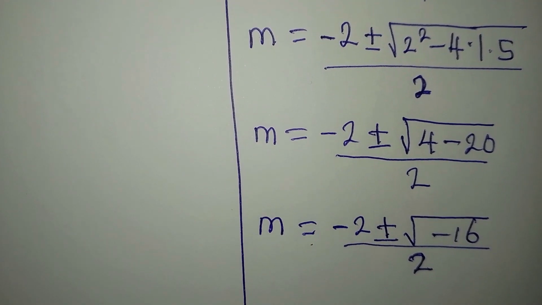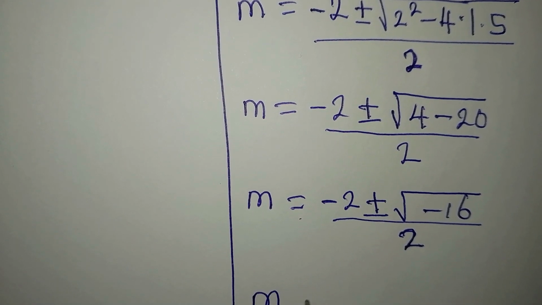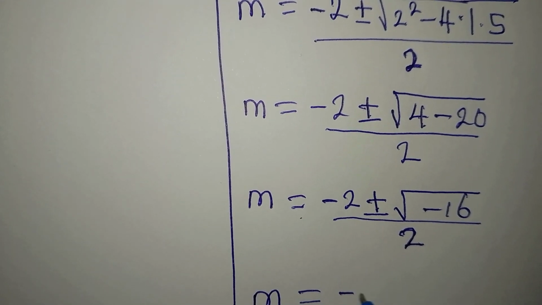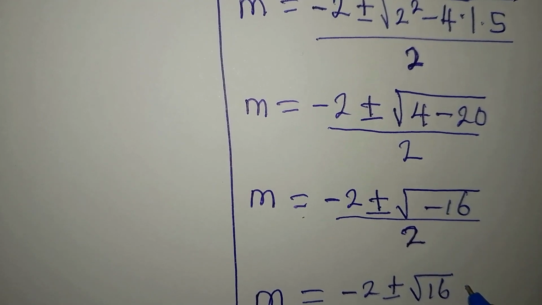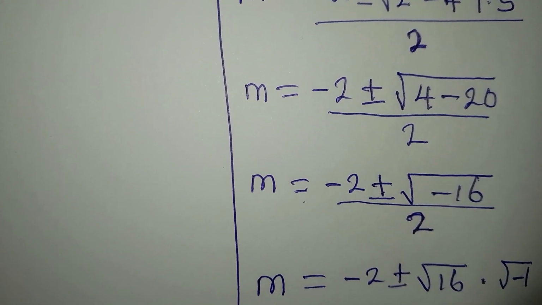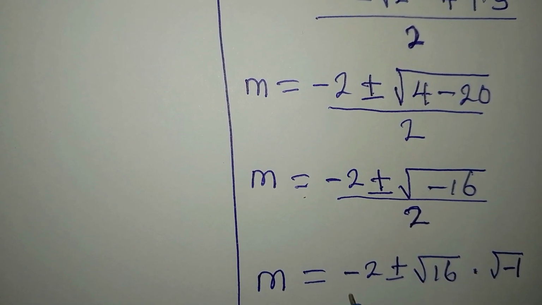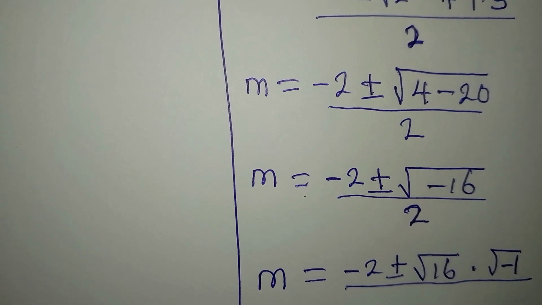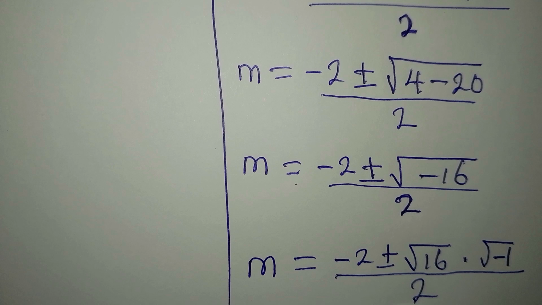Now, we cannot find the square root of minus 16 in the reals because it will give us a complex solution. So let's manipulate so that we have minus 2 plus or minus square root of 16 multiplied by square root of negative 1. Okay, I just brought out the negative from 16 so that we can now find the square root of 16. This is divided by 2. Okay, so let's continue.